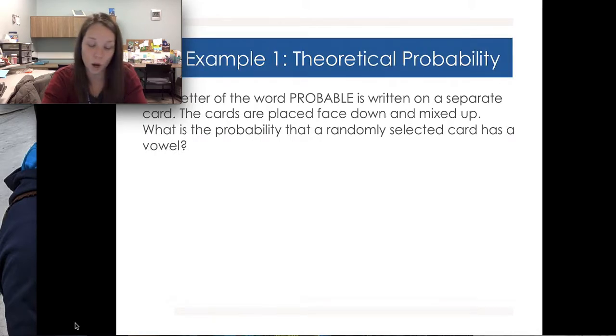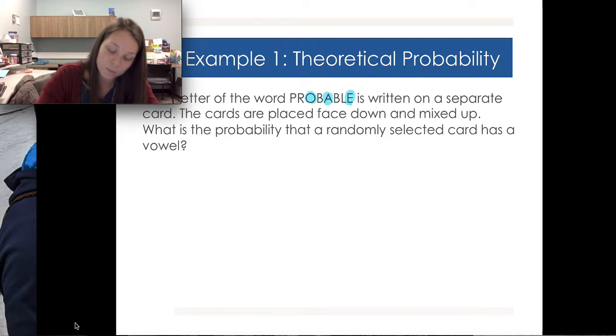So in example 1, each letter of the word probable is written on a separate card. The cards are placed face down and mixed up. What is the probability that a randomly selected card has a vowel? So first we need to remember what our vowels are. A, E, I, O, U. So here we have an O, we have an A, and we have an E. Those are the only vowels listed in the word probable.